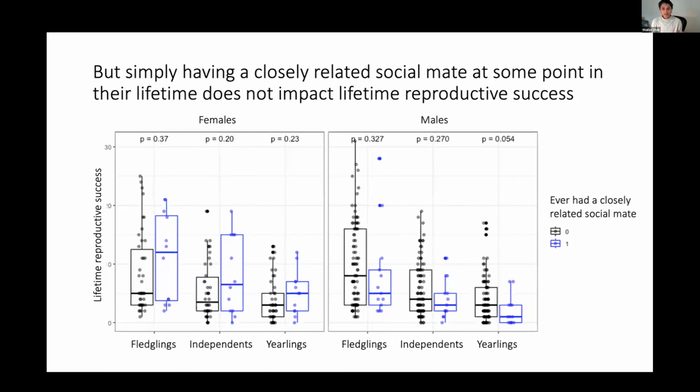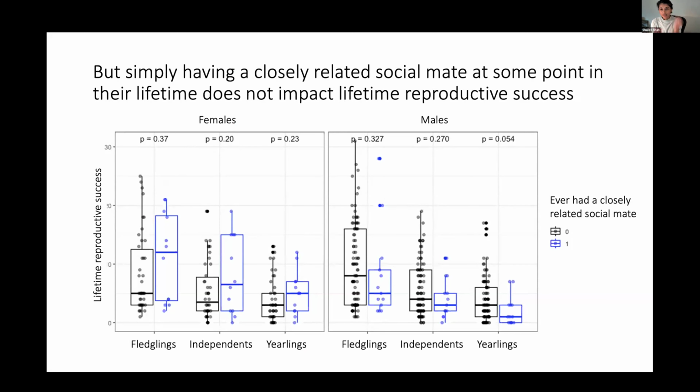However, what is interesting is that if you only look at individuals having a closely related social mate at some point in their lifetime, so if you take that time component out, it doesn't actually impact their lifetime reproductive success. So here, blue is individuals that have been in a pair with a close relative at some point in their lives, and black is individuals that haven't. And you can see that there's no significant difference in their lifetime reproductive success.